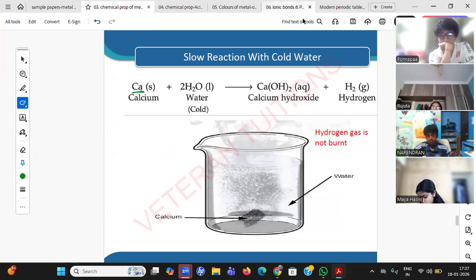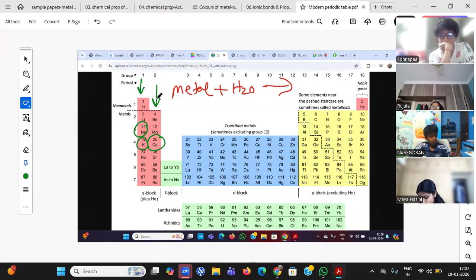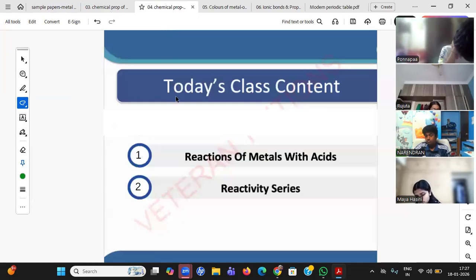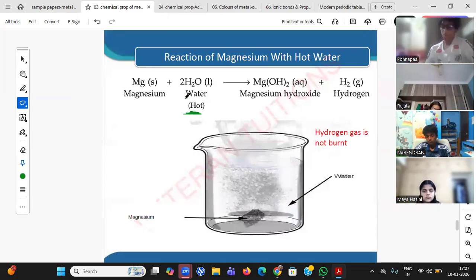Sir, why is this cold water? Does that mean everybody in that group will react with cold water? No, the answer is no. From calcium downwards, they all react with cold water, but the ones above, like magnesium and beryllium, magnesium especially, react with hot water. It can't react with cold water. So magnesium plus H2O, I'm using a little bit of heat to react magnesium with water. Again, metal plus water gives magnesium hydroxide plus hydrogen gas.